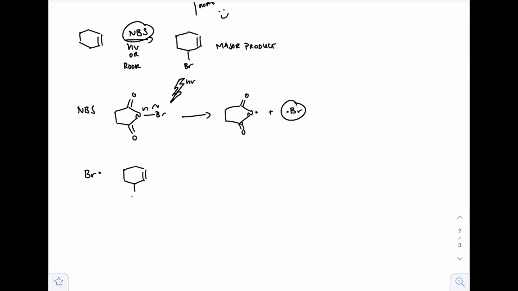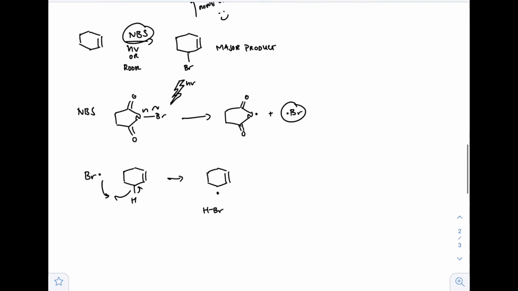That's the initiation step, right? So now we swoop on our weakest C-H bond and we get our allylic radical, right? So now that we've got our allylic radical and HBr, don't forget about that. It's important later. We have Br2 present, and we do attack, and we get our substitution at the allylic position.